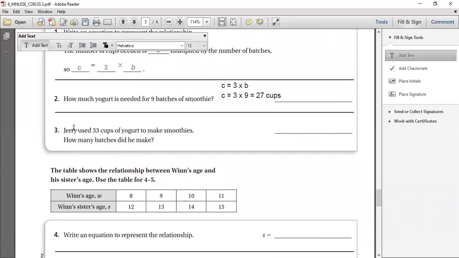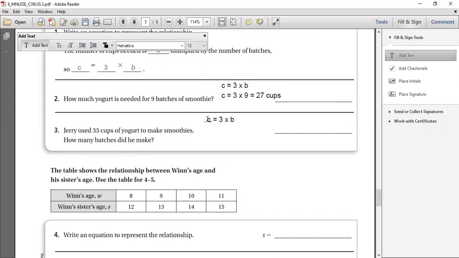Okay, so now moving to question number 3. Jerry used 33 cups of yogurt to make smoothies. So he has used 33 cups. How many batches did he make? Here you need to find out how many batches he made. Simple as that. You're going to use the same equation again. C is equal to 3 multiplied by B.